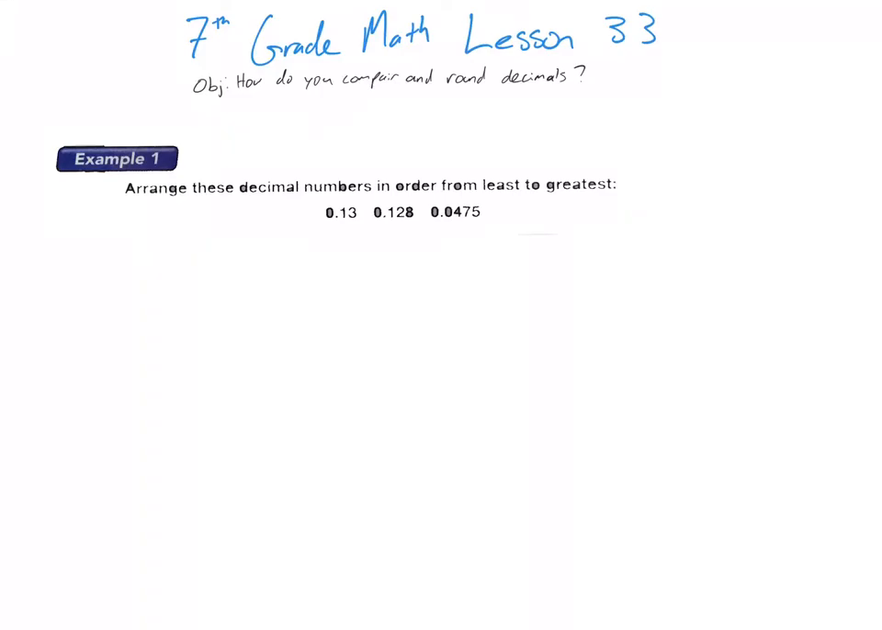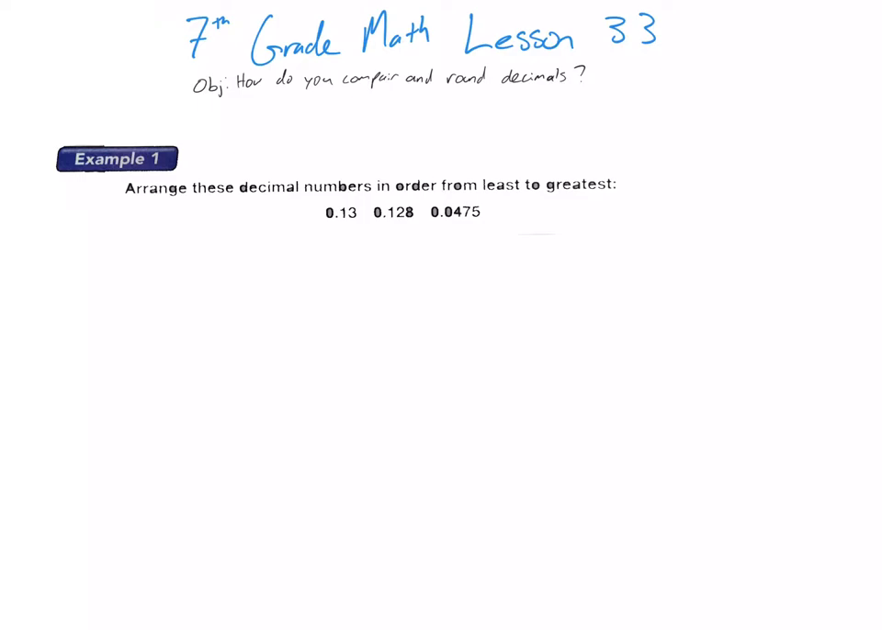This is lesson 33. Our objective is, how do you compare and round decimals? And the first example here says, arrange these decimal numbers in order from least to greatest. So they're going to try to find out which one is the smallest and put that one first, and whichever one's the biggest, we put that one last.